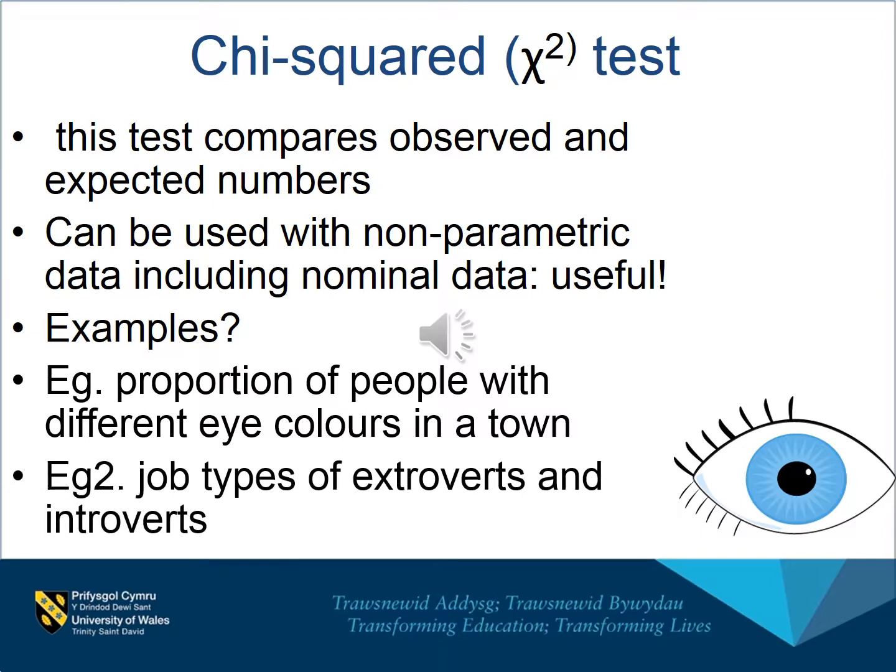The chi-square test basically compares observed and expected numbers. It's a very useful test because it can use nominal or categorical data. So for example, you can look at different eye colours, you can look at male and female, so you've got the numbers of these categories, but the categories themselves don't constitute numerical data. This is also true of non-parametric data, so data that doesn't conform to a normal distribution. So it's a very useful test for all sorts of things.